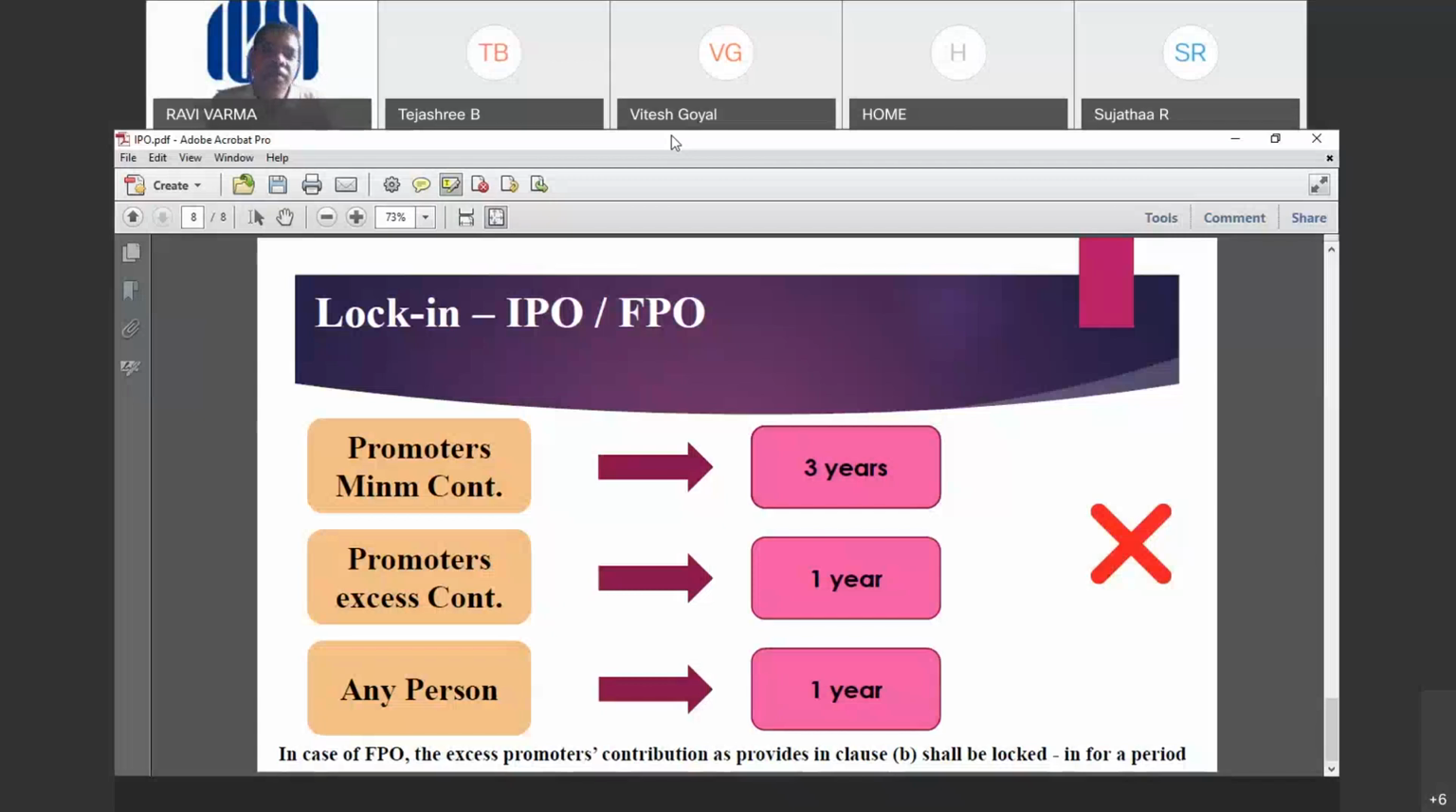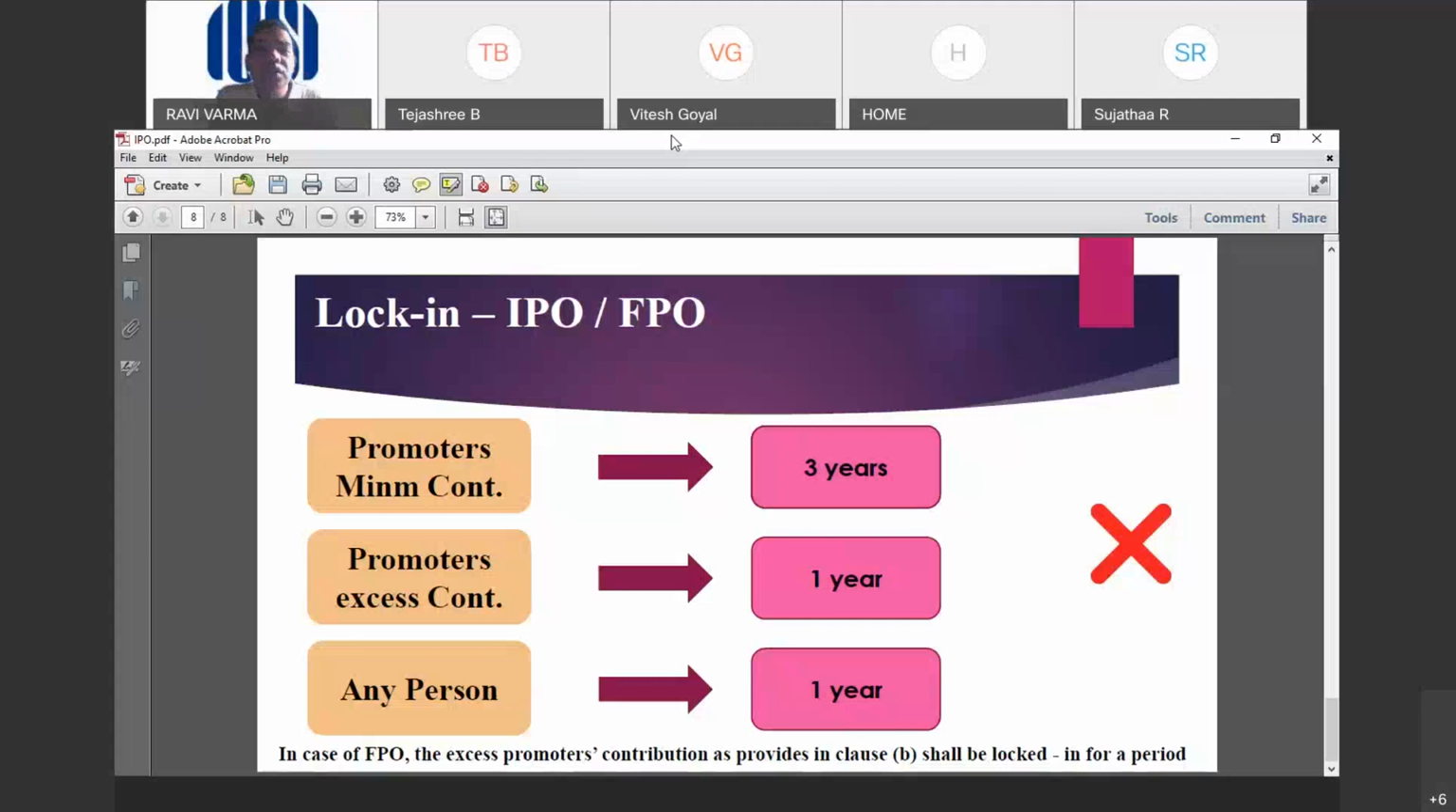Because promoters should not say, for example, I am a promoter, I have got the shares, and tomorrow when the share price is high, I immediately sold out my entire share, made money and then vanished. Then investors are searching for me: where is the promoter? Where is the promoter? This situation shouldn't arise. That's why they say the promoter's minimum contribution should be locked in for a period of 3 years.